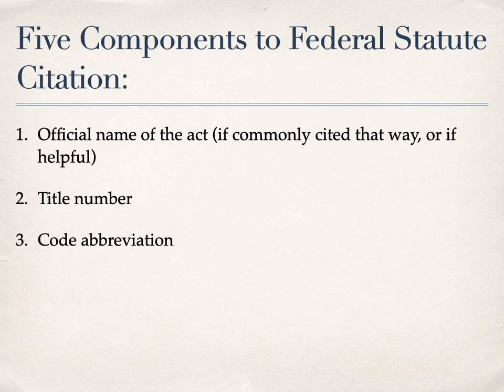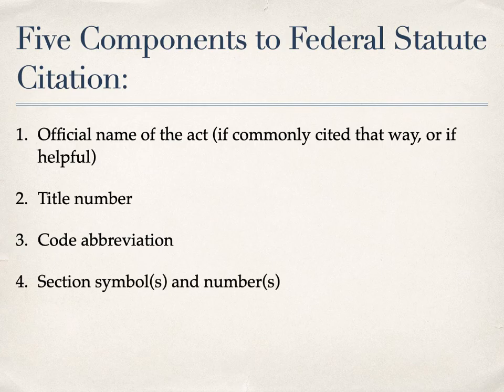Other code compilations, the United States Code Annotated and United States Code Service, have different abbreviations. You can find their abbreviations in T1. They're unofficial, and we'll be talking about them a little bit later. The fourth component of your cite is going to be the section symbol, followed by a space, followed by the actual section number of the code.